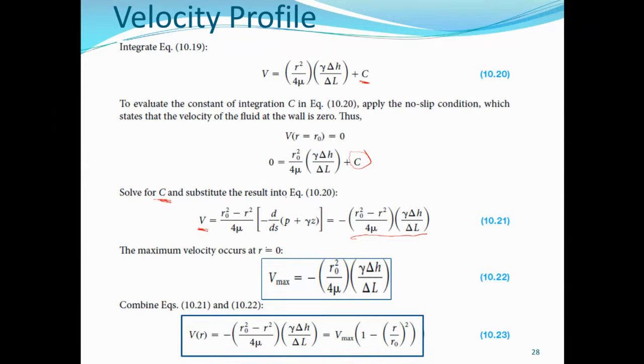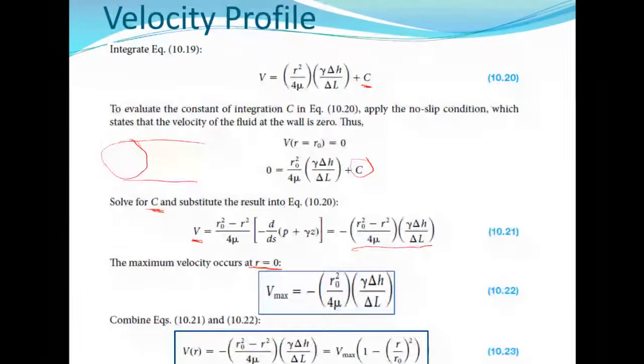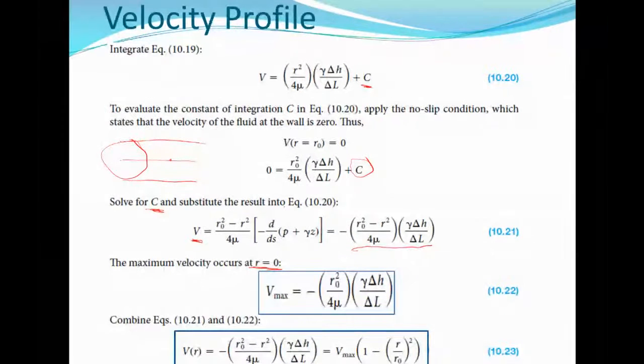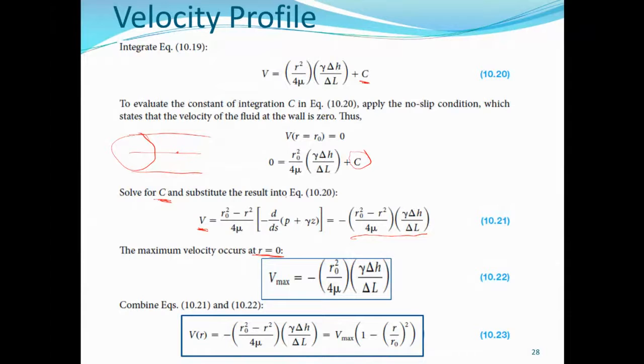And the maximum velocity occurs at the center line of the pipe, which is r equals 0, isn't it? That is r equals 0. So for V max, we substitute r equals 0, and we have it like this. And then combining equations 10.21 and 10.20.